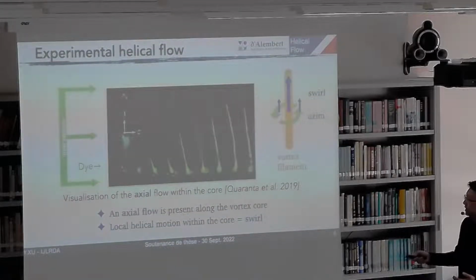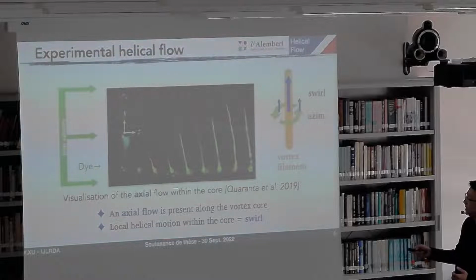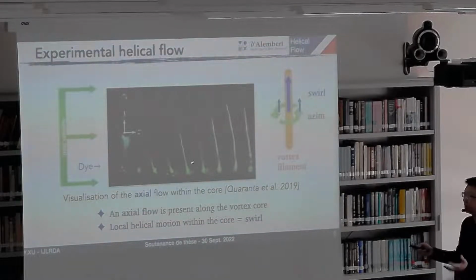We find in this case, at first, an azimuthal rotation around each helical line. On the other hand, we can see the axial flow along the center of the vortex, as you can see with the green traces here. We can find that the velocity in the middle is much larger than farther away, and we call this local helical motion within the core a swirl.